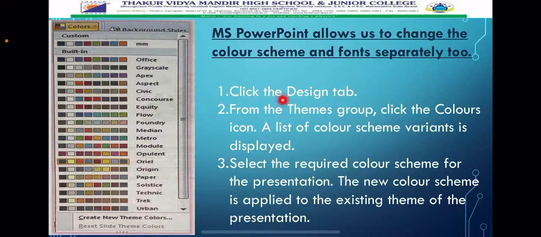Click the Design tab. From the Themes group, click the Colors icon. A list of color scheme variants is displayed. As you can see in the left hand side picture, so many options we are having in this. Select the required color scheme for the presentation. A new color scheme is applied to the existing theme of the presentation. So children, from here you can choose any one and that will be applied. So this way you can choose the color scheme also.